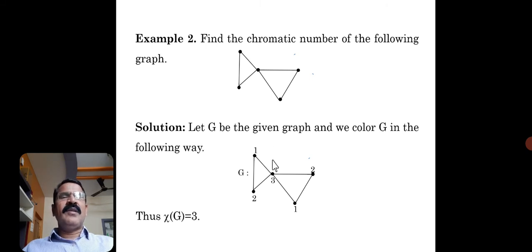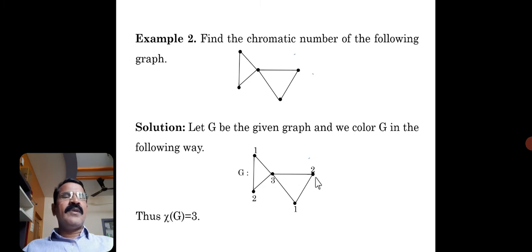Say for example, I have started the coloring of a graph with this vertex. So just assign the color 1 to this vertex. Then if you consider this vertex, you cannot assign 1 because it is adjacent with the vertex colored by 1. So therefore you have to use another color, say color 2. Now if you consider this vertex which is adjacent with both the vertices, it is not possible to assign the color 1 as well as 2. You have to assign the color 3.